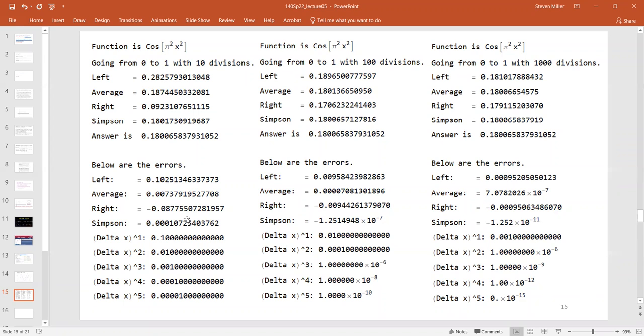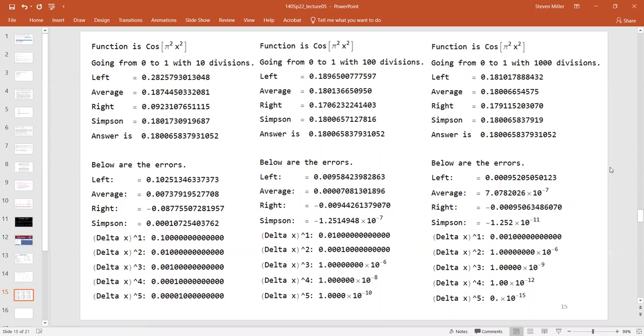And so we can see it's not so great initially, but I'm only using 10 divisions. At 100 divisions, all of them are looking pretty good. At 1,000 divisions, they're all looking pretty good. But look at how much better Simpson's is.